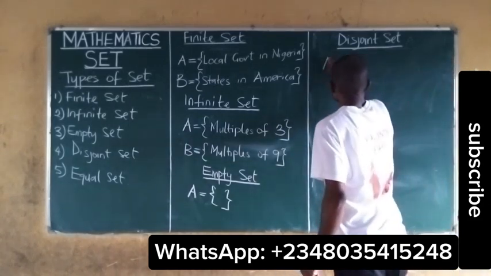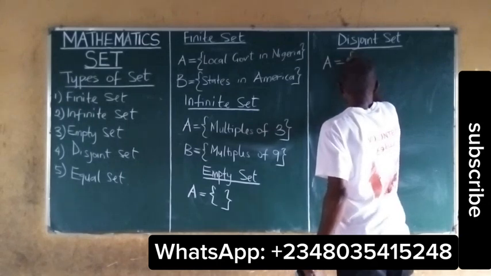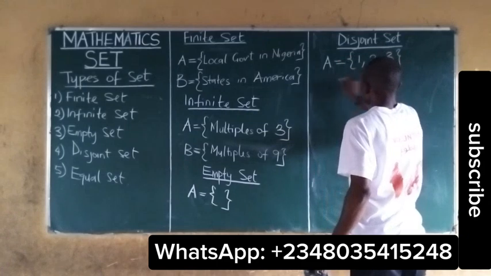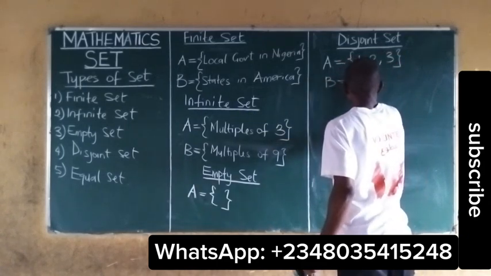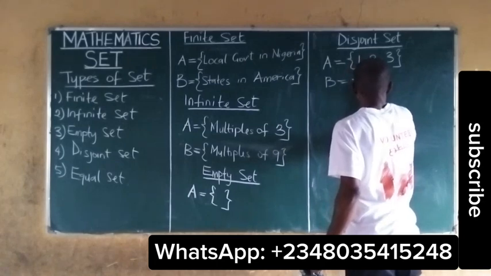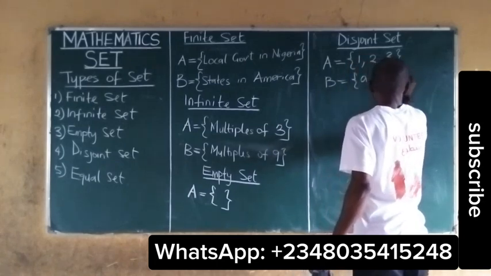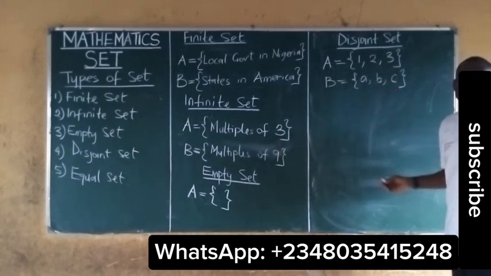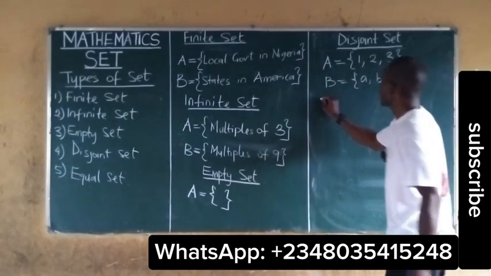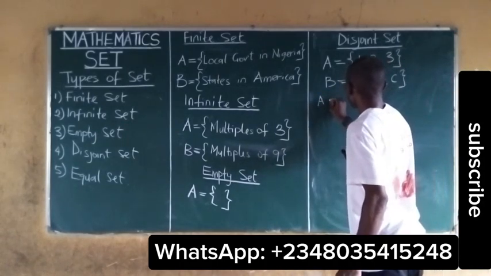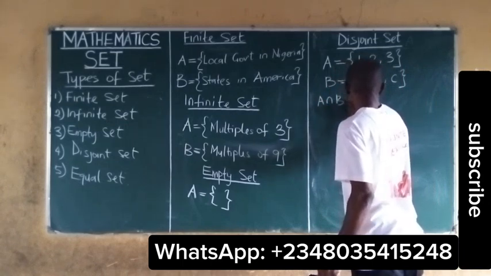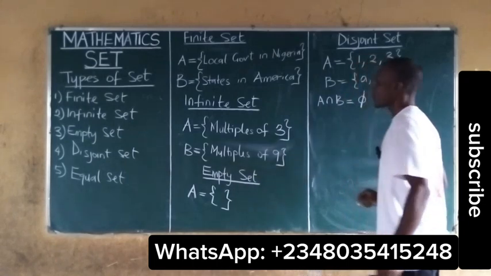For example, if A is equal to {1, 2, 3}, and B is equal to {a, b, c}. If you look at the elements here and the elements here, they have nothing in common. So it means that A and B are disjoint.